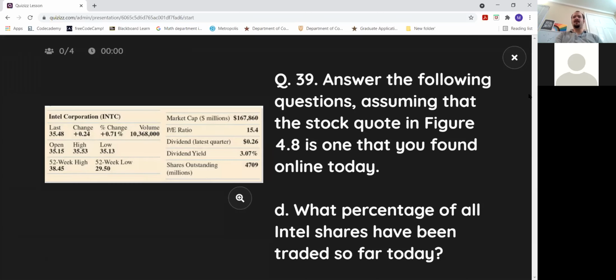So now what are we looking for? What percentage of all Intel shares have been traded so far today? So I think I went over that. These are the number of shares that have been traded so far today. We want to know what percentage that is of all the shares. You might want to note that this one is in millions. This one is in just what it's in. So millions, I think what that tells me is to add 6 zeros on the end of that. 2, 3, 4, 5, 6. And I want a percentage to 2 decimal places.